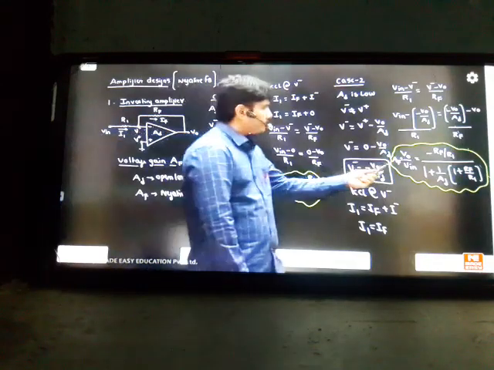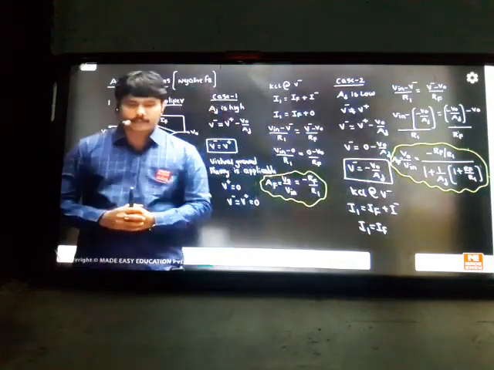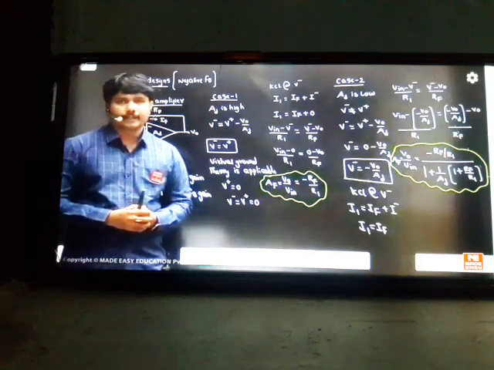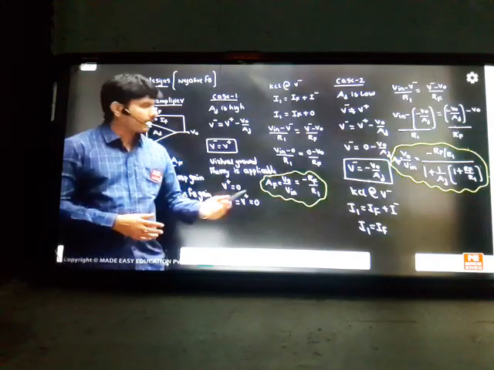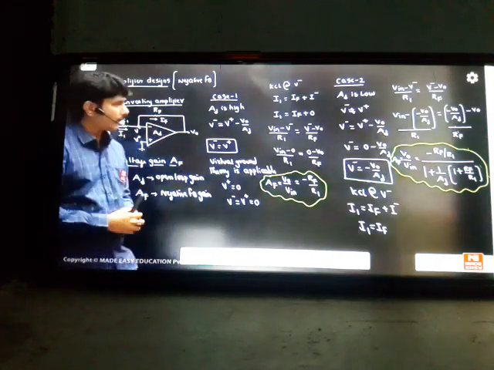And what is this extra term? You remember 1 plus RF by R1. This 1 plus RF by R1 is the gain of the non-inverting amplifier, the non-inverting transfer function. So that is how we remember it. Up to 1 plus 1 by AD it is normal, and the extra bracket term you have to write is the non-inverting gain. That is the way you can remember the error very easily.